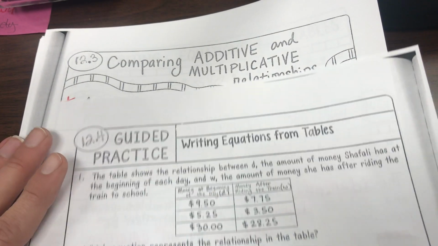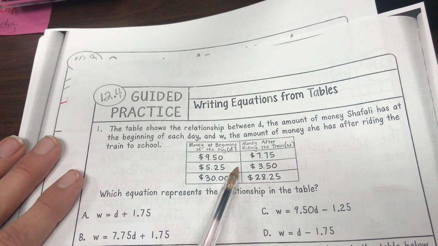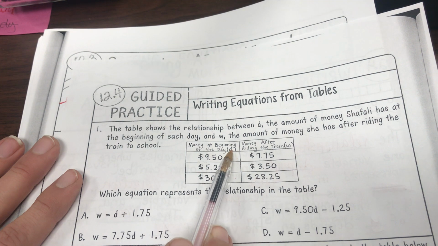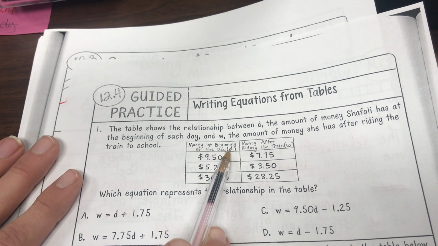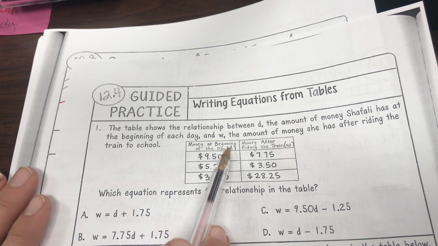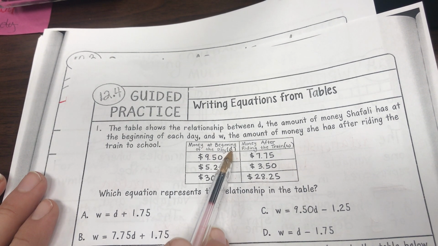All right, so let's do one on the back. So on your homework, I want to see your rule. Whatever you find the rule is to get from this side to this side. And then I want to see it written beside this variable, because that's going to help you figure out what your answer choice is.